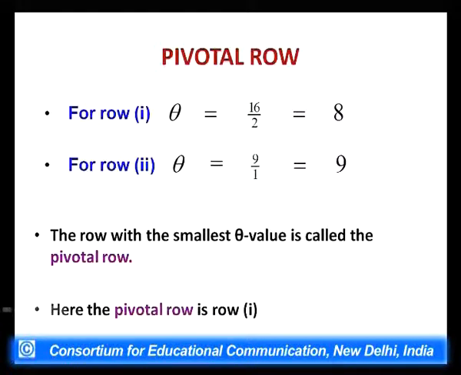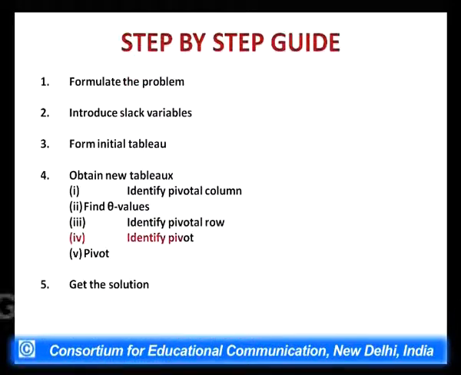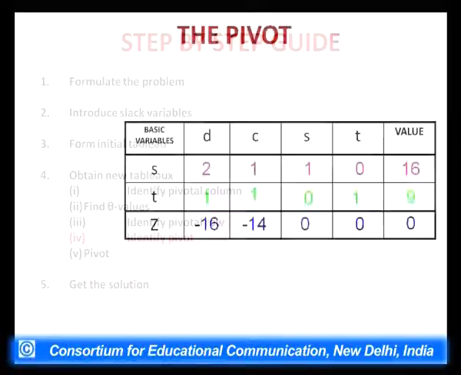And here the pivotal row is row 1. We will go back to the table and see which is row 1 and which is the pivotal row. And then finally we will identify the pivot.